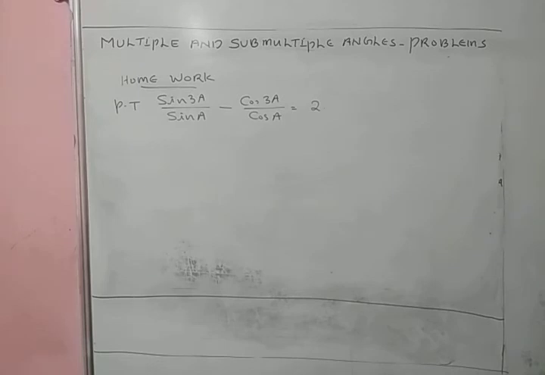Next homework, sin 3a by sin a minus cos 3a by cos a is equal to 2. Substitute the value of sin 3a and cos 3a, then simplify, you get answer 2.